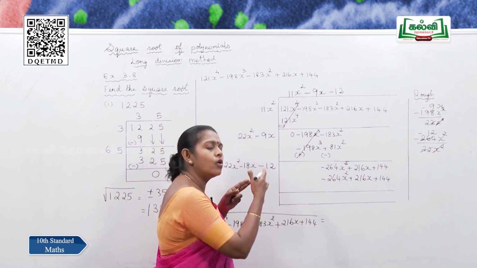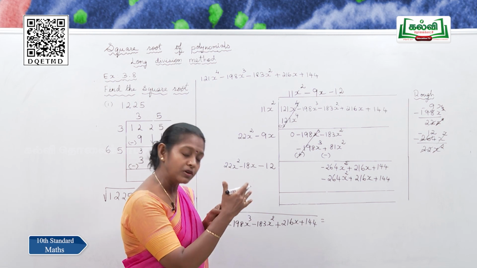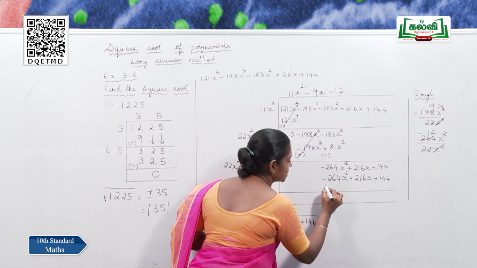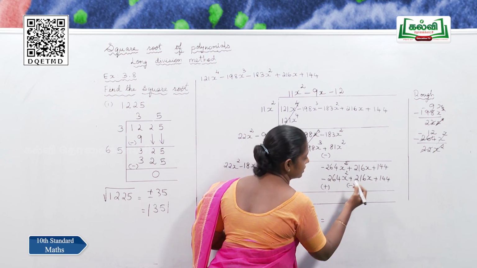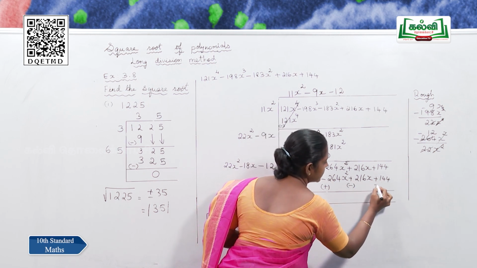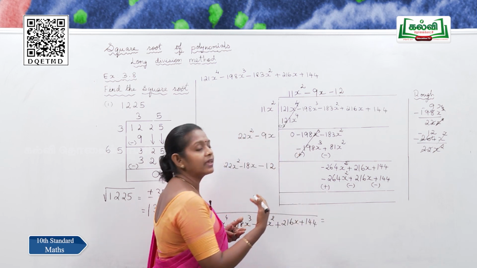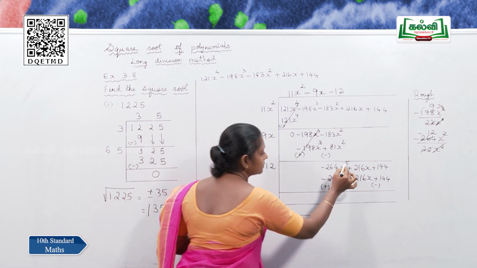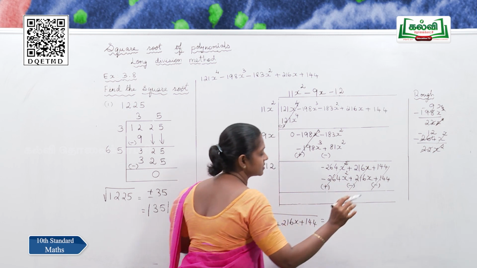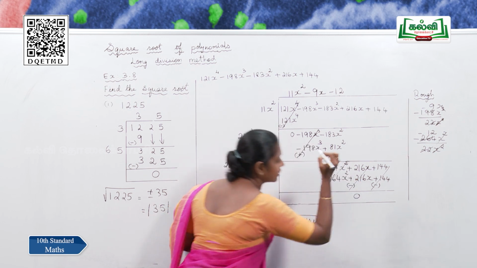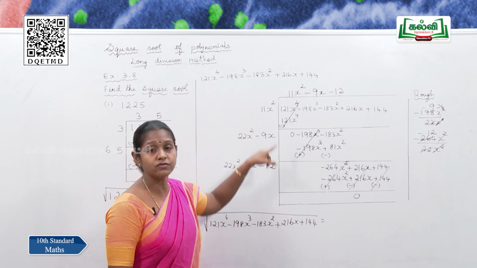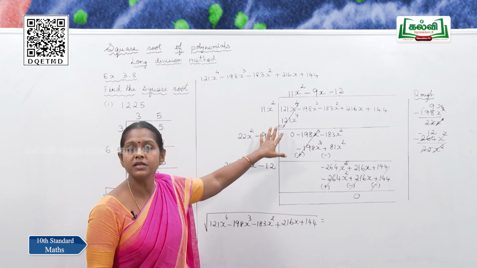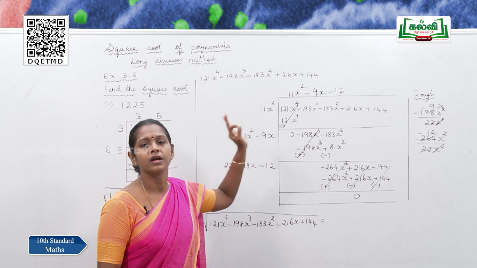When you subtract, all the symbols in the term will be changed. So, it is negative. So, that is plus. It is plus. Sign should be changed. Minus. This is plus. Again, minus. If I do the calculation, what will I get? Everything will be cancelled, children. The answer will be what? Zero. When you get the remainder as zero, then you have to understand, so the given polynomial is a perfect square polynomial.